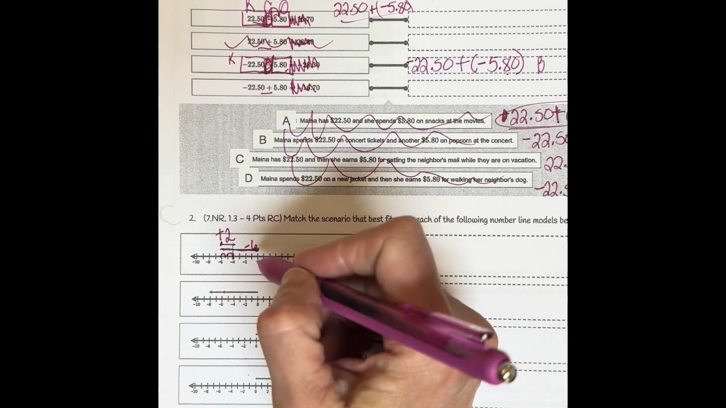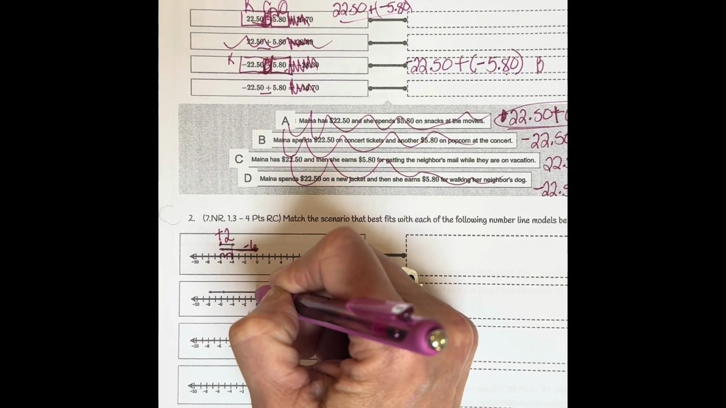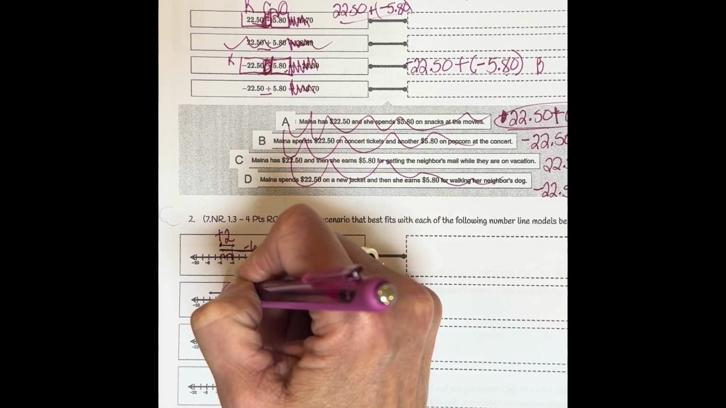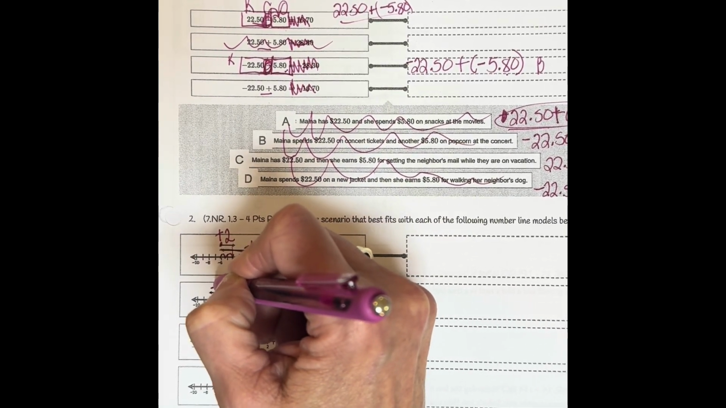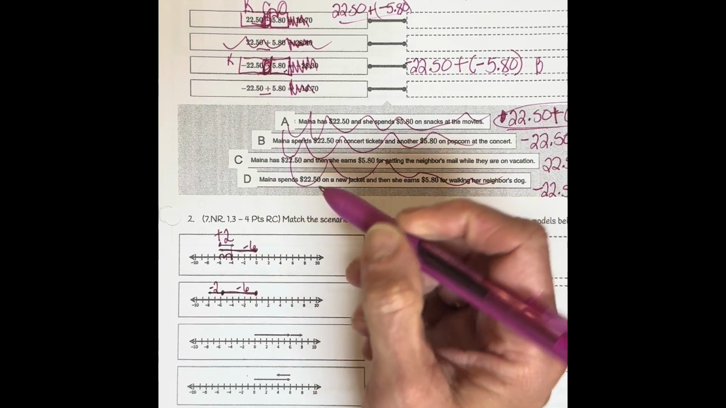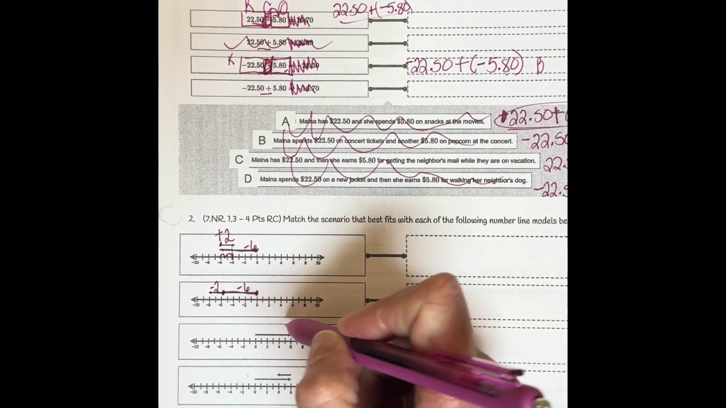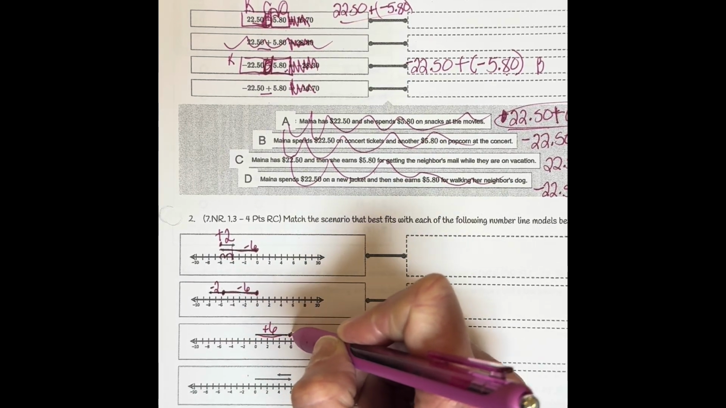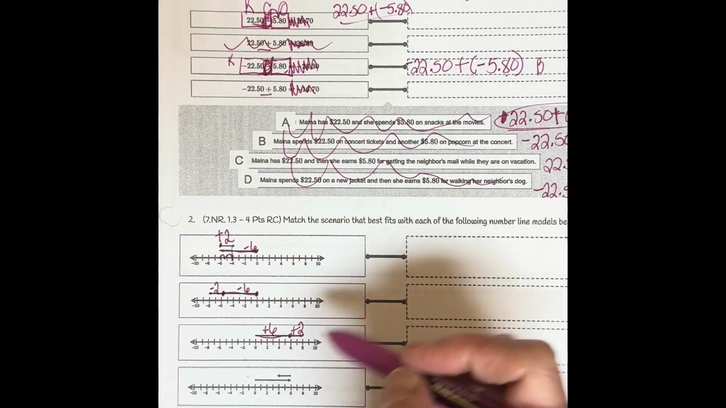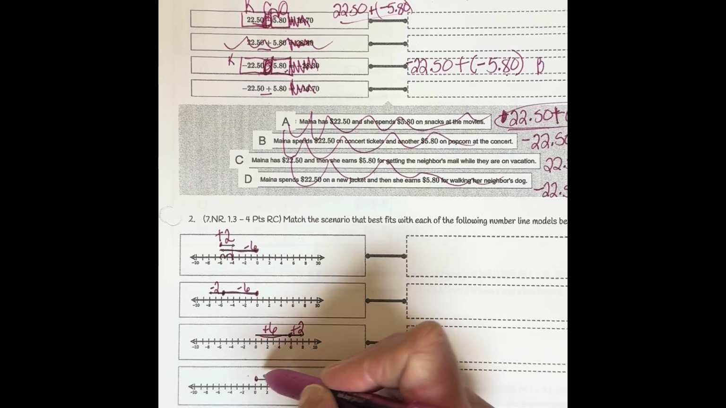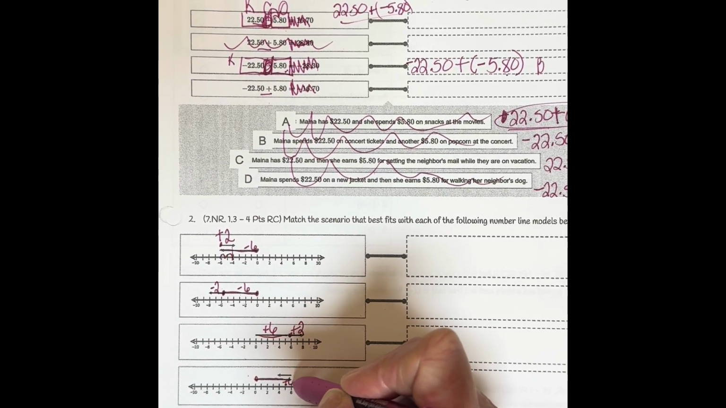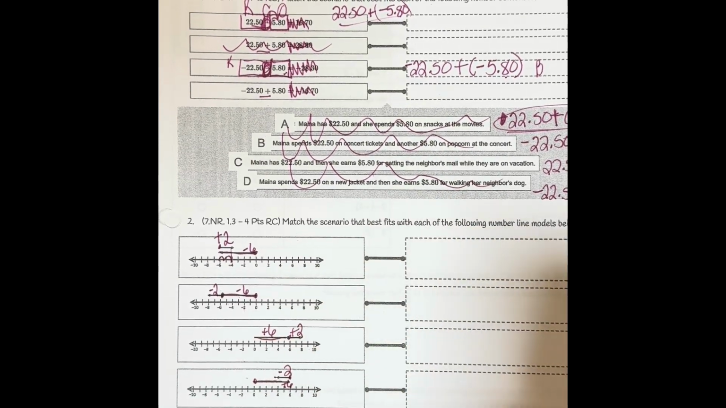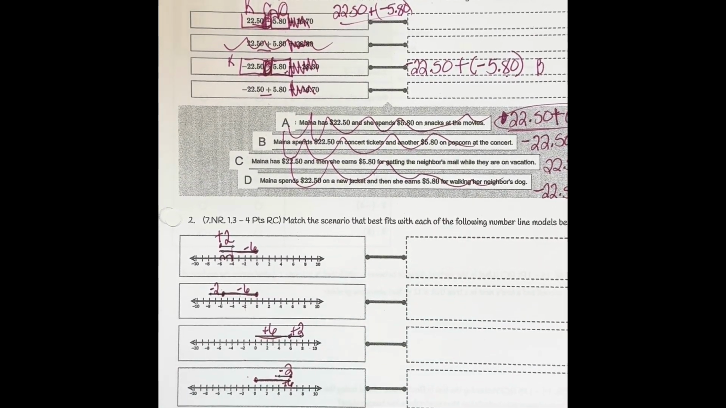Right here, we are losing 6 and then losing 2 more. Right here, we are gaining 6 and then gaining 2 more. Right here, we are gaining 6 and then losing 2. So let's read these and see which one.